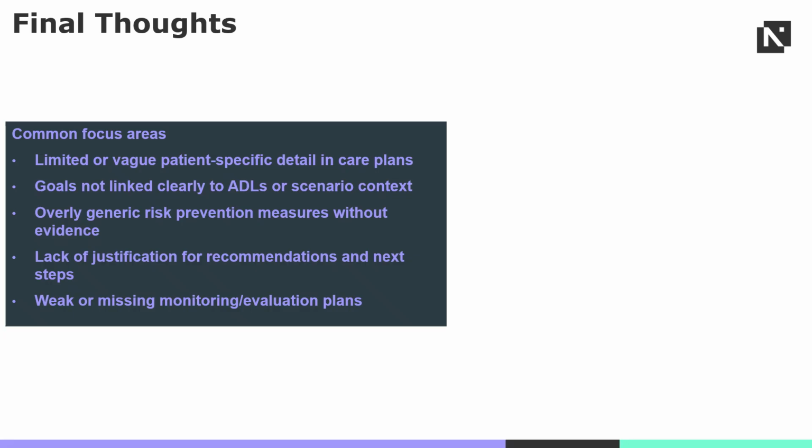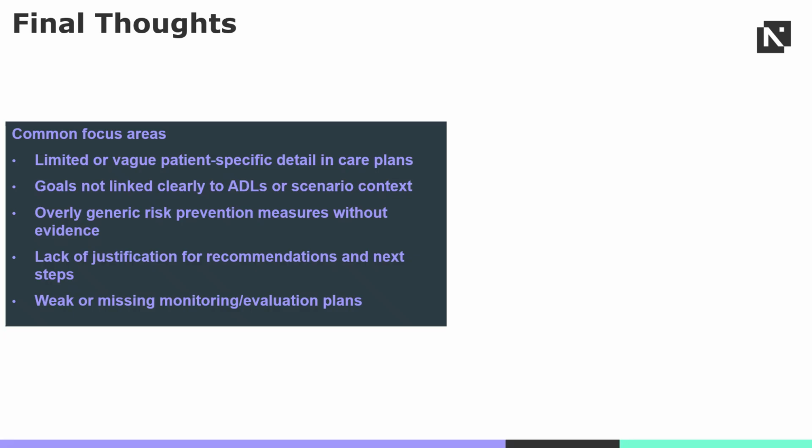So first, we often see care plans with limited or vague patient-specific detail. The work feels generic rather than tailored to the scenario. Similarly, goals are sometimes not clearly linked to the activities of daily living or to the scenario context, which weakens their relevance. Risk prevention measures are another sticking point. Too often they're overly generic and not supported by evidence. We also see a lack of justification for recommendations and next steps, meaning the reasoning behind decisions isn't clear or convincing. Finally, monitoring and evaluation plans are sometimes weak, missing, or not linked to the initial goals.